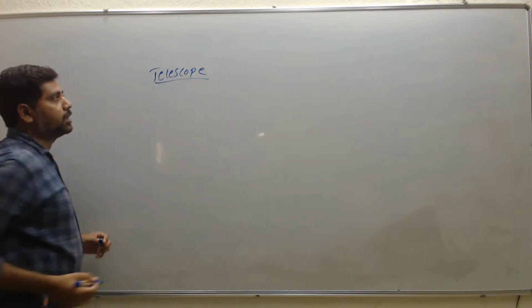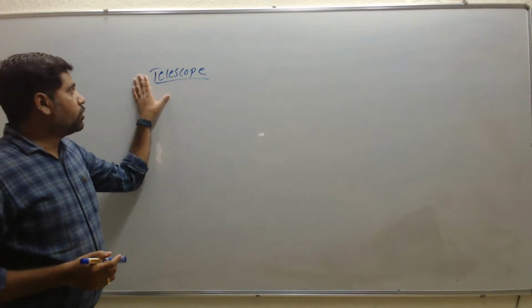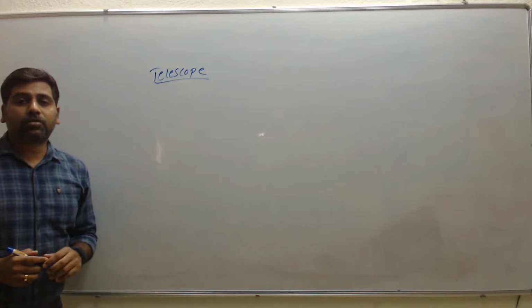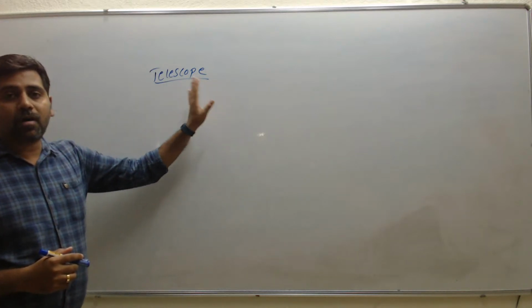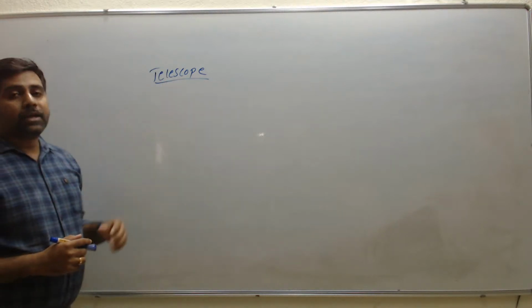That one is the telescope. So why are we using the telescope? A telescope is an optical instrument which is used to see distant objects, that is, the objects which are far away from us. To see those objects, we are going to use the telescope.